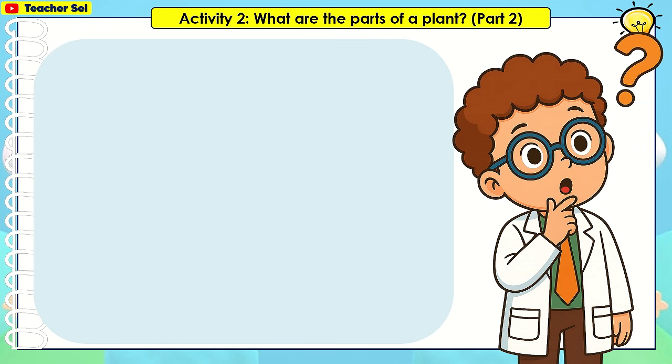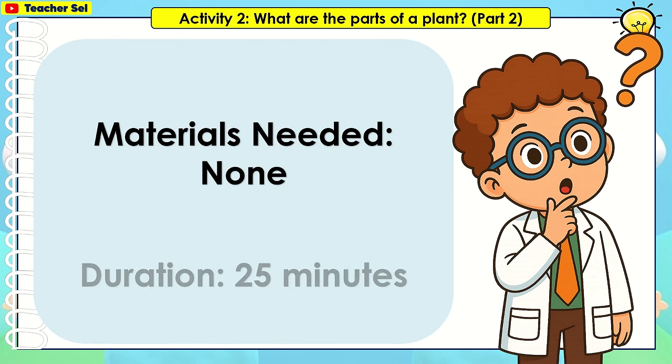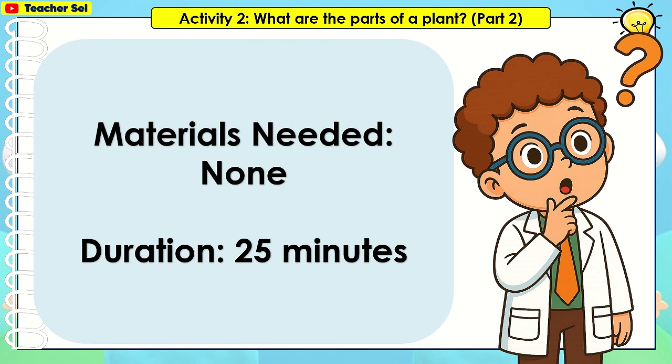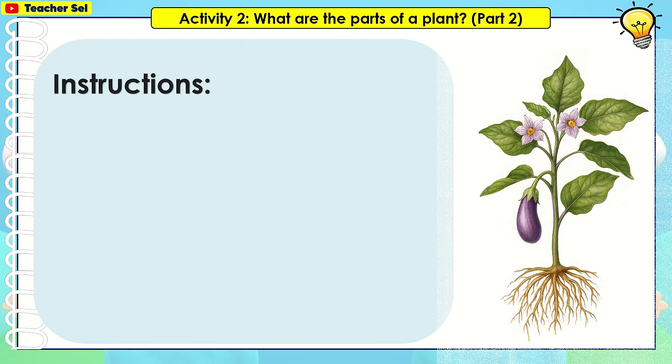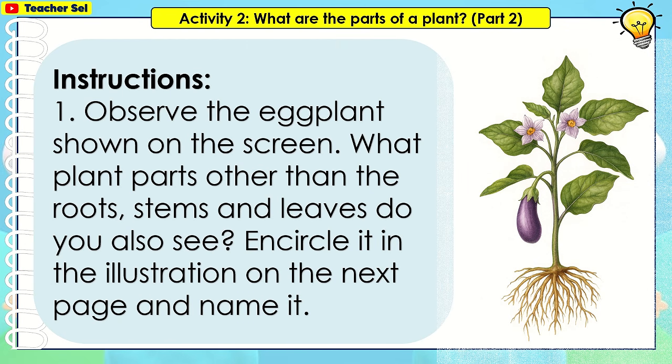Let's have activity 2. What are the parts of a plant? Part 2. Duration is 25 minutes. Observe the eggplant shown on the screen. What plant parts other than the roots, stem, and leaves do you also see? And circle it in the illustration on the next page and name it.